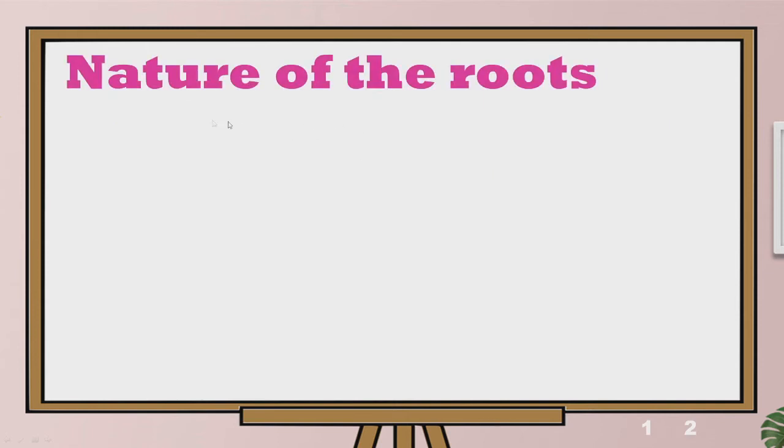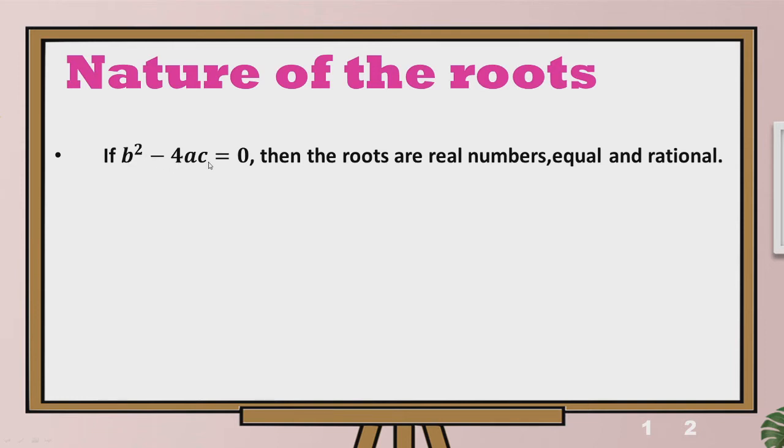Pag sinabi nating nature of the roots, may mga kailangan tayong tandaan. Una, if b squared minus 4ac is equal to 0, or ang value ng ating discriminant ay equal to 0, then we can say that the roots of our quadratic equation are real numbers. Ibig sabihin, pwedeng positive at negative numbers, equal, so ibig sabihin din ng equal, magkapareho sila, or iisa lang ang number na to, and rational. So rational numbers, these are numbers that can be expressed into fraction form, and pwede rin naman siyang decimal as long as it is terminating and repeating.